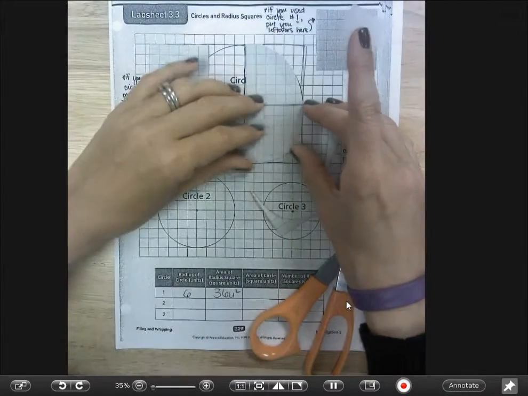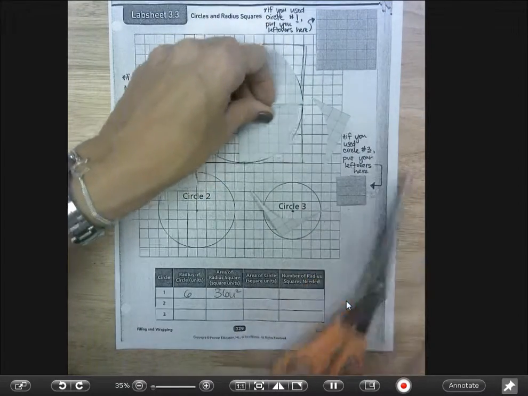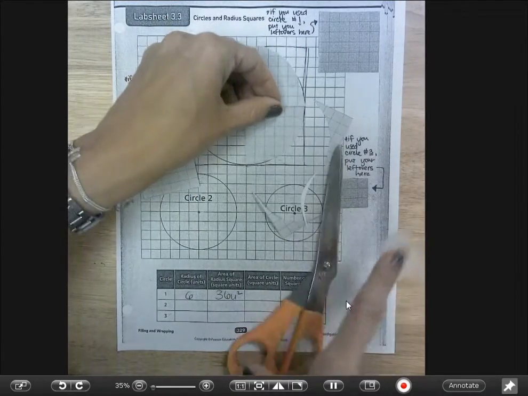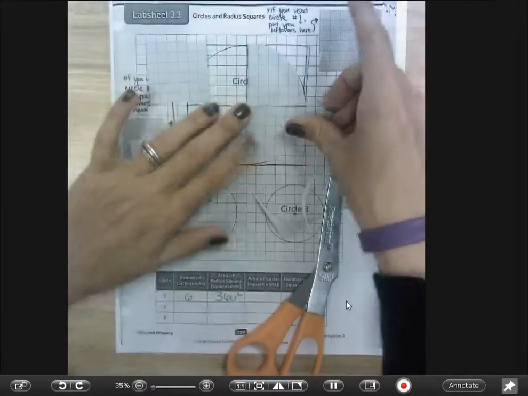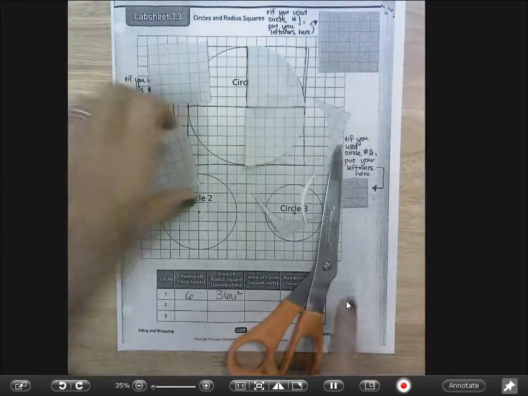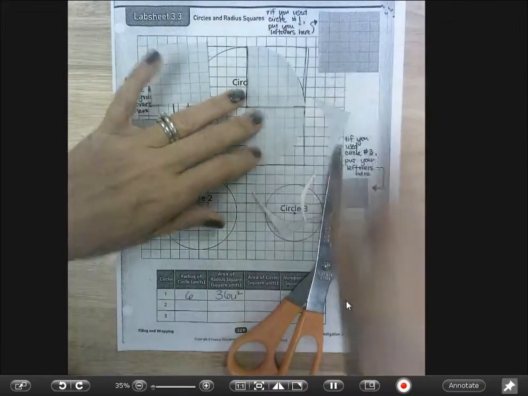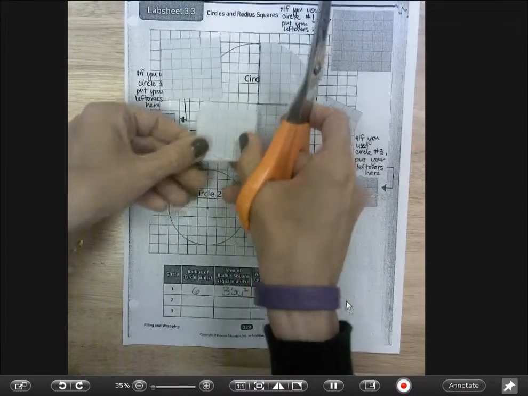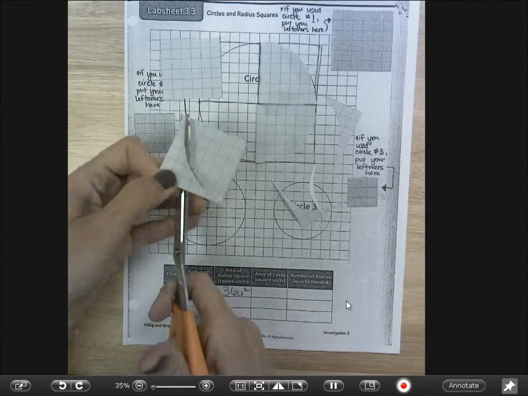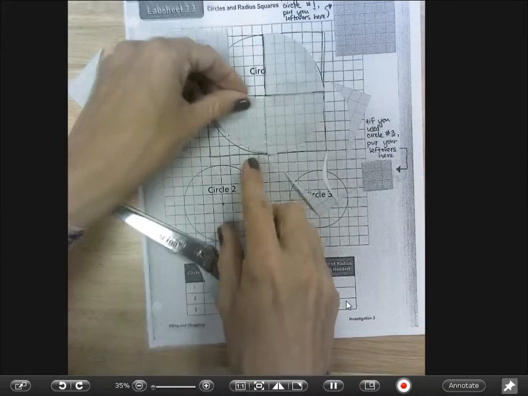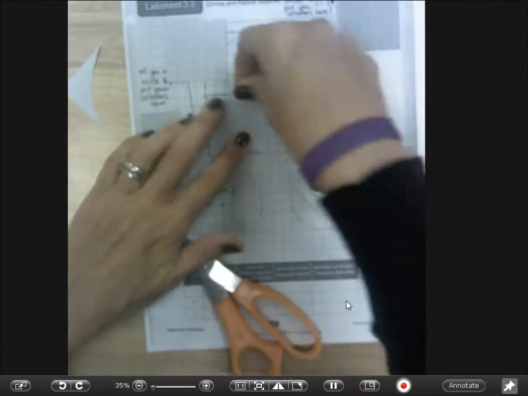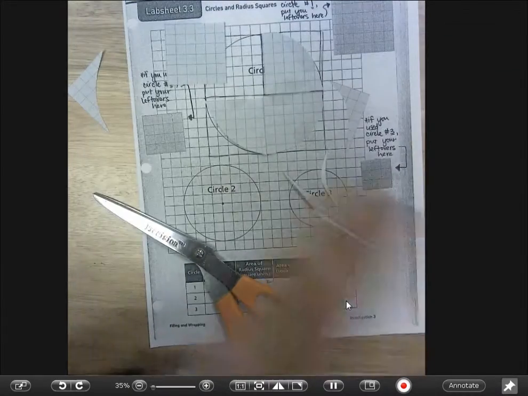So I'm going for as close of a fit as possible. This actually seems like it has some overlap there. So I'm going to cut that off because I want it to fit. I don't want it to hang over because I want to get a really good measurement of how much is left over from my radius square. So you notice that I'm keeping all my little pieces here. Okay, so now this one. Hopefully that's good. Ooh, that looks like it has some extra parts on there that I need to also fill in.